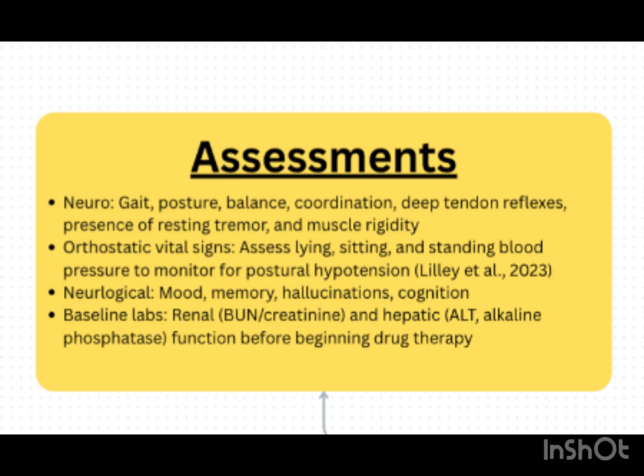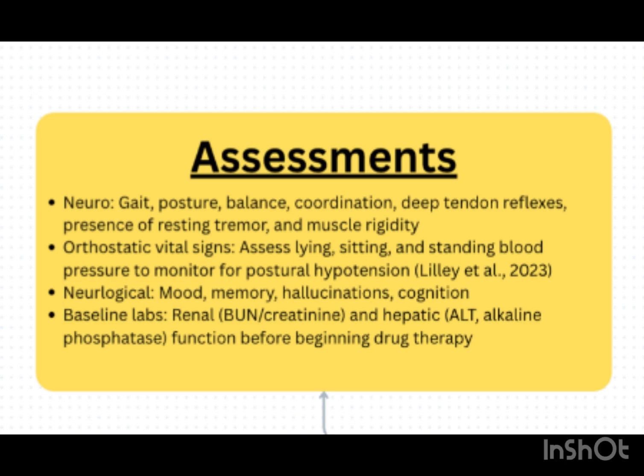So next, before anything else, we need to check the baseline before starting any drug therapy. So we have to check for renal functions, which include BUN and creatinine, and hepatic functions like ALT and alkaline phosphatase. For many drugs, these anti-Parkinson's drugs rely heavily on the kidney and liver for clearance and metabolism. So that's why we have to check these four.